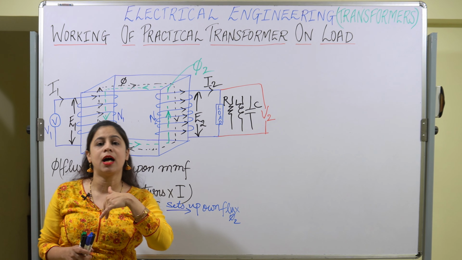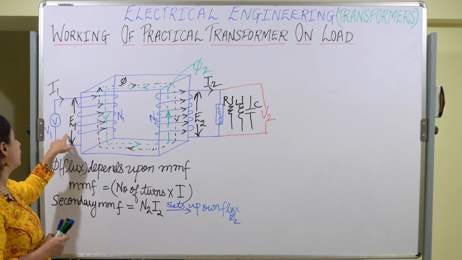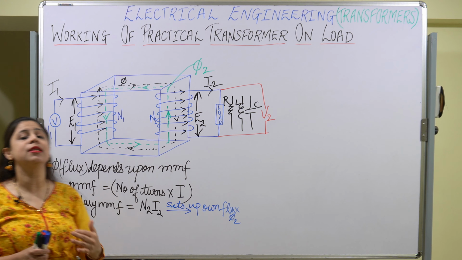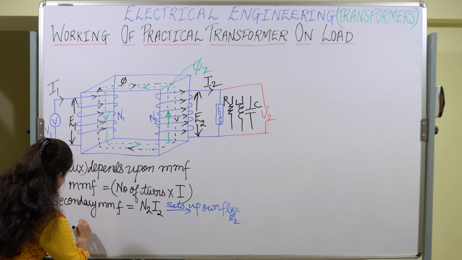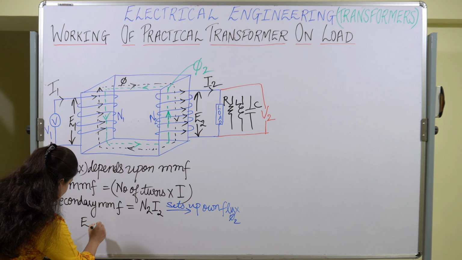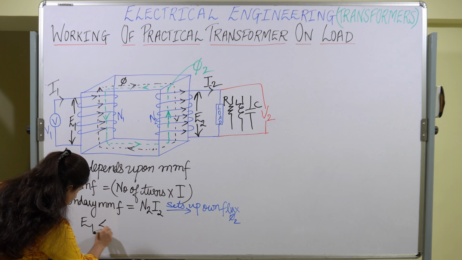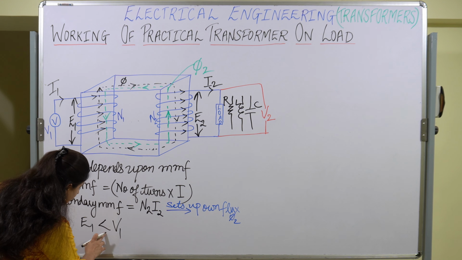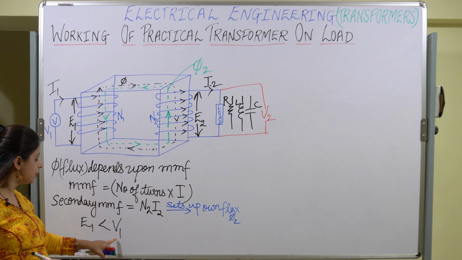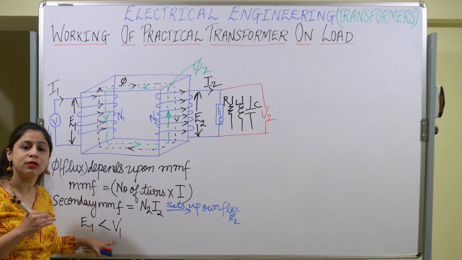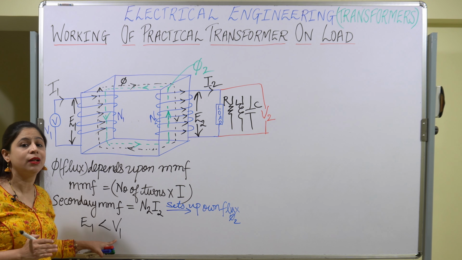As soon as the flux starts weakening, the induced EMF decreases. It starts decreasing in value, and decreases and decreases from V1. The value of E1 decreases, and the difference from voltage V1 starts increasing.